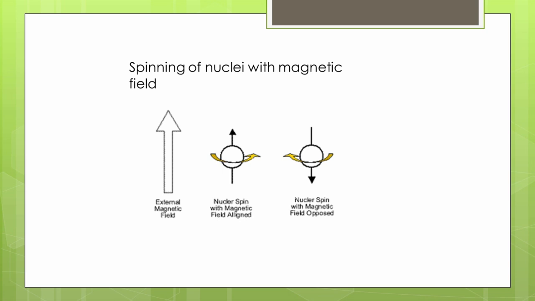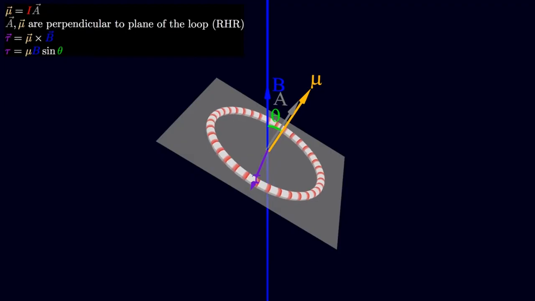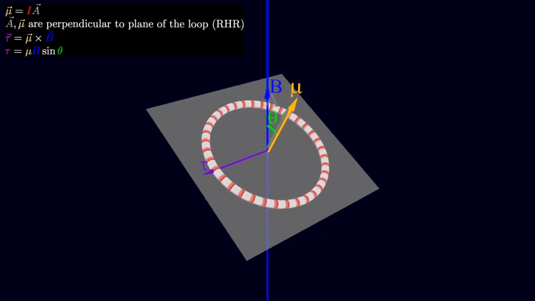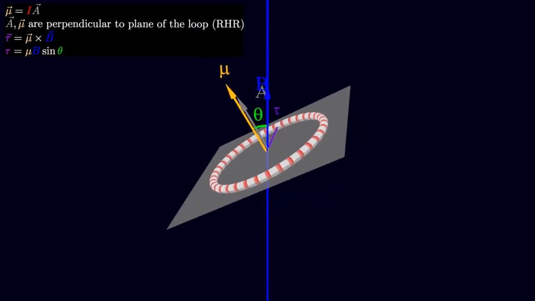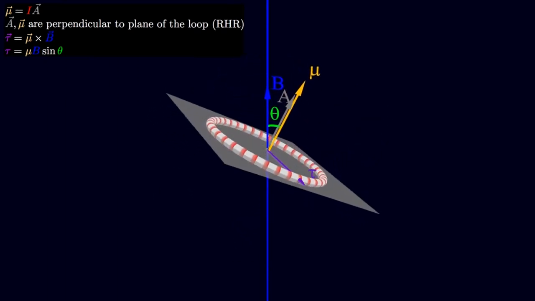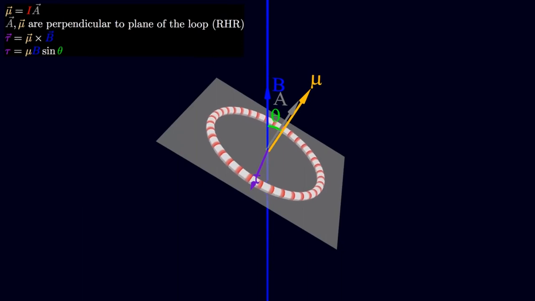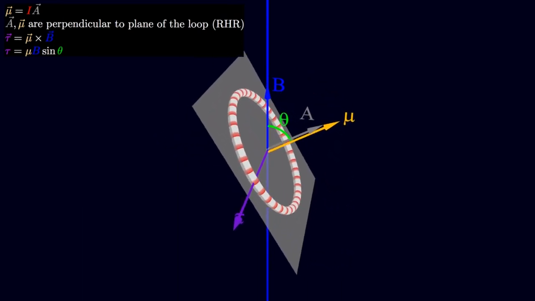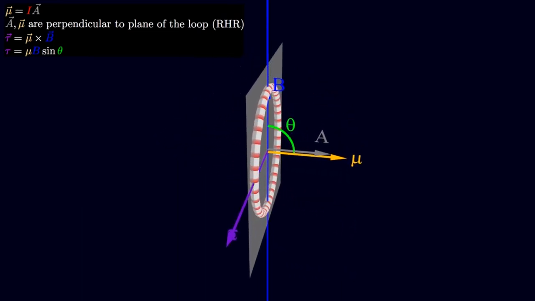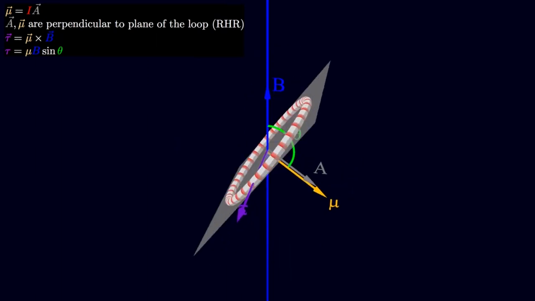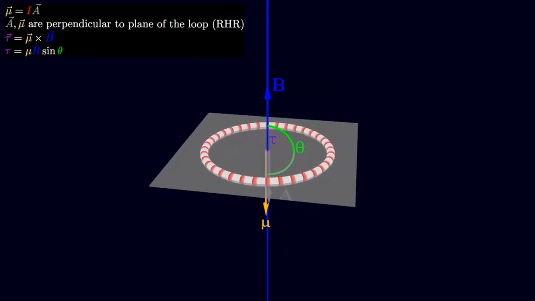Similarly, atomic nuclei contain intrinsic spin, like a spinning top, which will spin along an axis, which is the direction of angular momentum of the nucleus. This nuclear magnetic moment will couple to the external magnetic field, which produces a torque on the nucleus and causes a precession around the magnetic field at a characteristic frequency, known as the Larmor frequency.